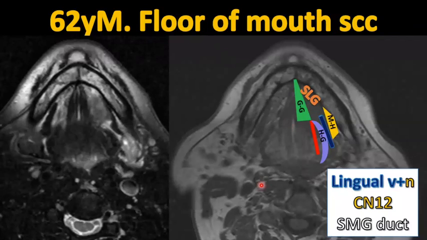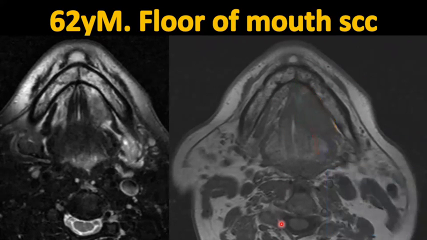So let's look at a patient with a floor of mouth squamous cell carcinoma. We have T2 and T1, and we have all our nice landmarks, but they're nicely covering up for the tumor here. So you can see here's the hyoglossus, and this tumor of the left floor of the mouth is coming into the hyoglossus muscle here, coming just to the margin of the genioglossus muscle there.